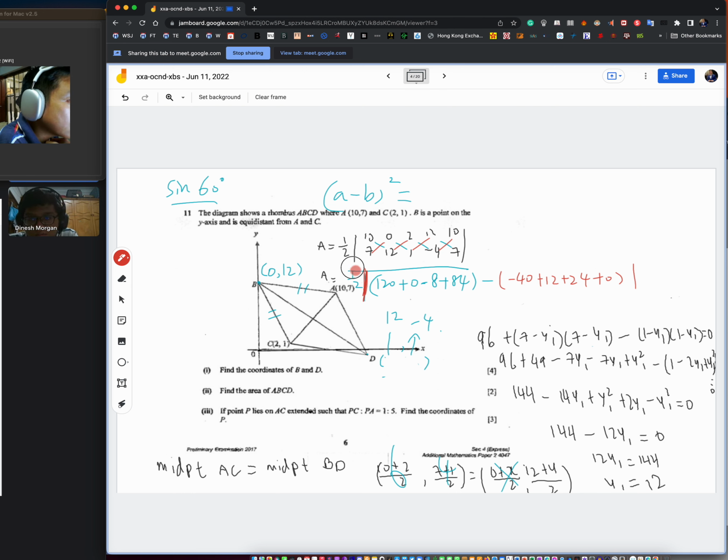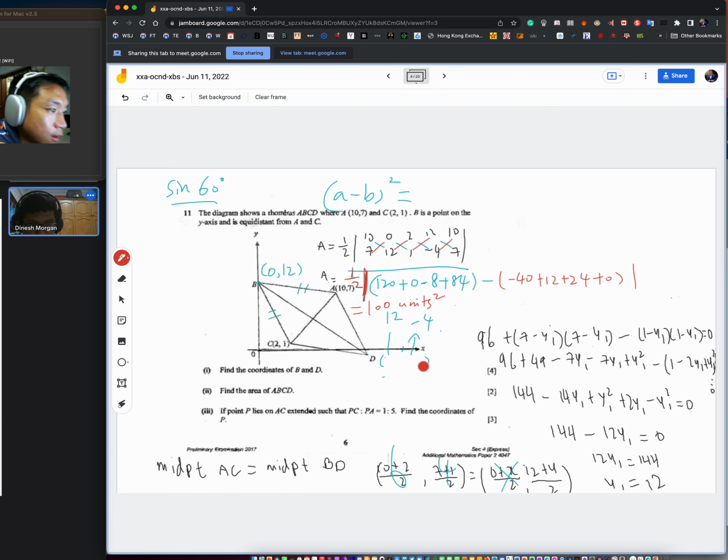You know this is the modulus sign, right? That means you will make anything negative positive inside. Okay, can you just key this into the calculator and then just solve it? Okay. So the final answer is 100. So it's 100 units squared.